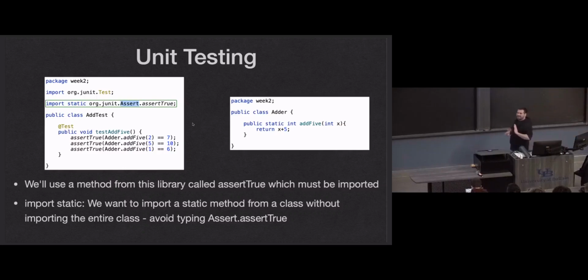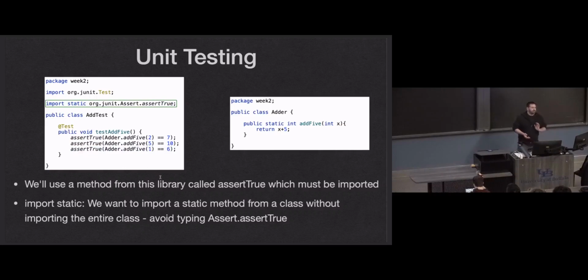But assert has a static method in it, it has a lot of them, but it has one in particular that we're interested in, and that's assertTrue. So by doing a static import, we're importing one static method from the class. So we're saying, I'm not interested in the entire assert class. I just want this one static method, and I want to call that method in my code. So we're going to import just the assertTrue static method from this class. And then we can just call assertTrue, as we'll see later in the code.